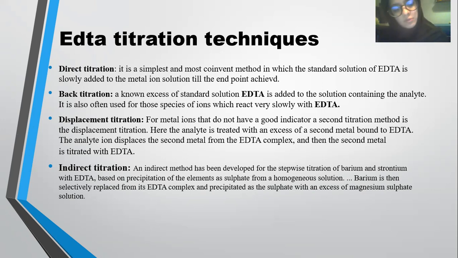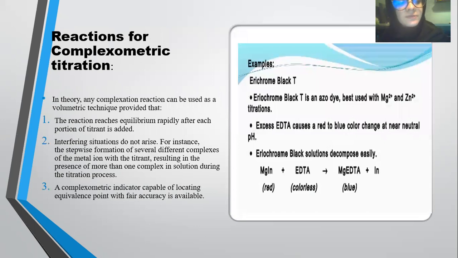What is the indirect titration? A method has been developed by the stepwise titration of barium and sulfate with EDTA, based on the precipitation of the sulfate from the homogeneous solution. Barium is then selectively replaced from the EDTA complex and precipitated as sulfate with an excess of the magnesium sulfate solution. Reaction with the complexometric titration.